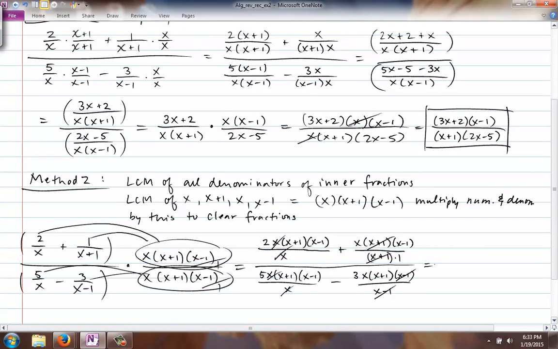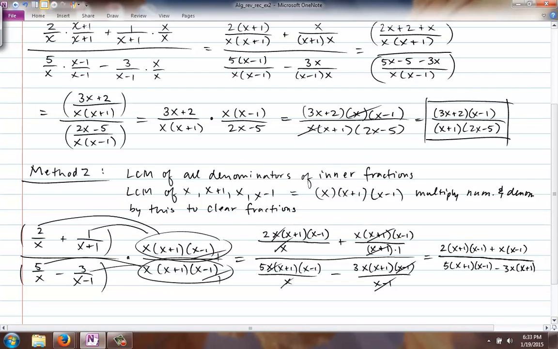So that clears the fractions, and what we have left behind is 2 times quantity x plus 1, x minus 1, plus x times quantity x minus 1, all over 5 times x plus 1 times x minus 1, minus 3x times x plus 1. So all the fractions are gone. Now unfortunately the top and bottom of this simple fraction is not simplified. It's kind of like partially factored, partially not factored.